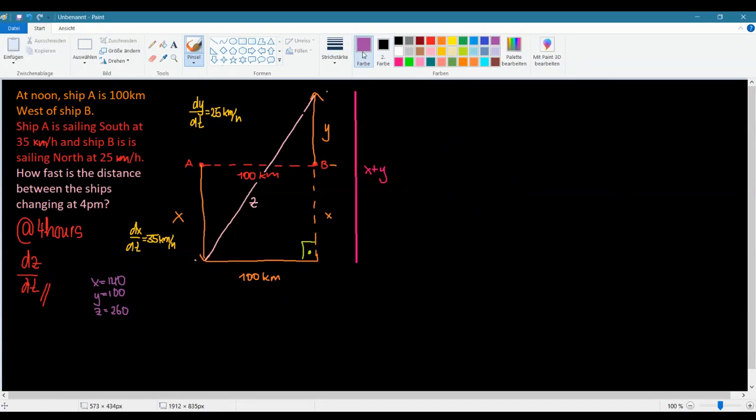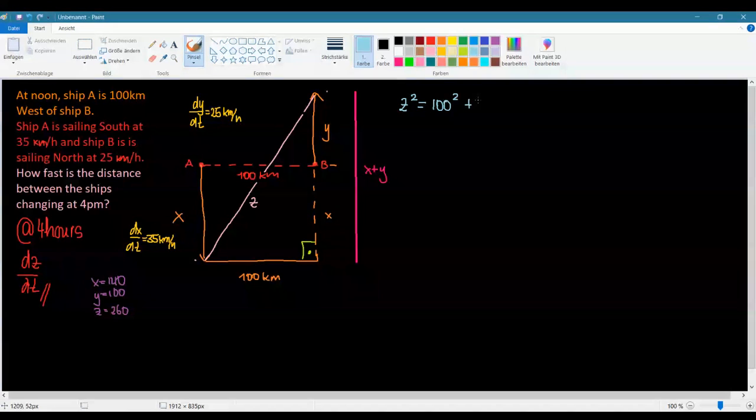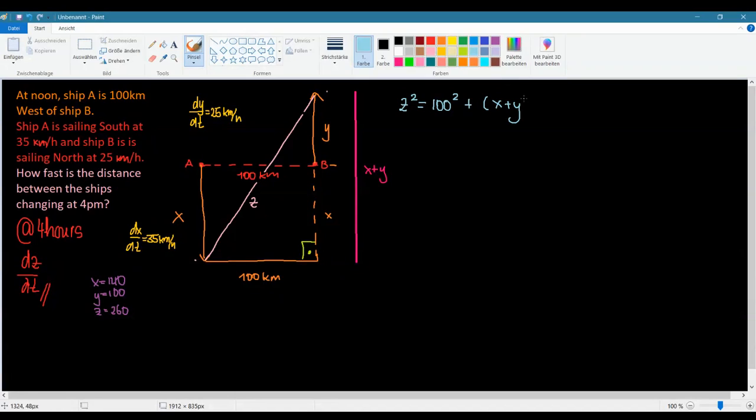Okay, so now let's go back to another color. Let's get to the actual work of the actual equation. So like I said, we know that z squared is 100 squared plus (x plus y) squared. So what do we do with this? Well, we use implicit differentiation.